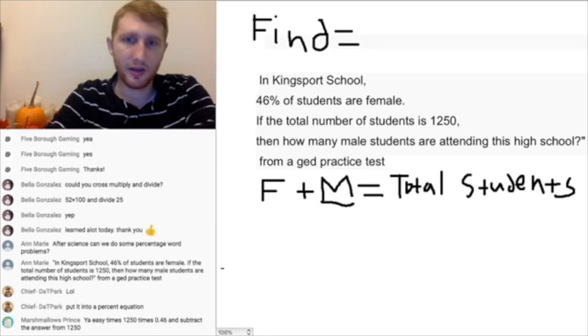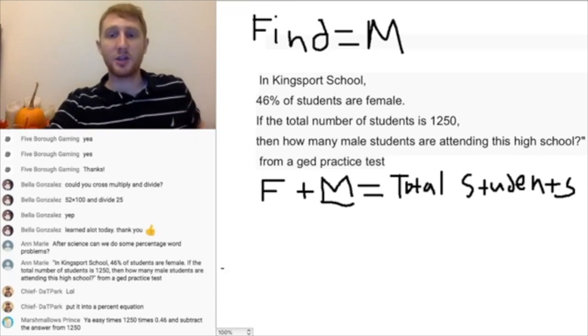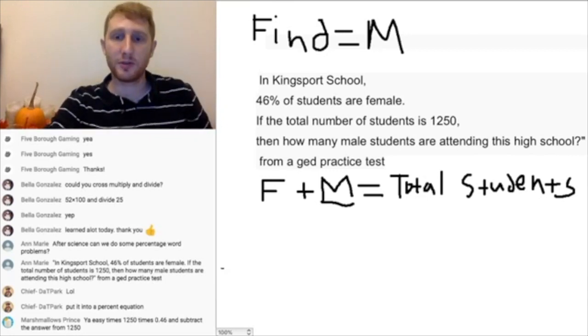Yeah, exactly. Okay, so let me just make sure we're all on the same page here. So what we're finding here is M. We're trying to find the total number of male students. And we do know what the total number of students is because it tells us. So we already know this. So we know the total number of students is 1,250.